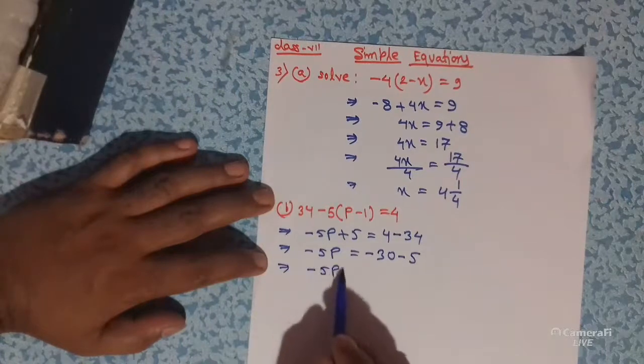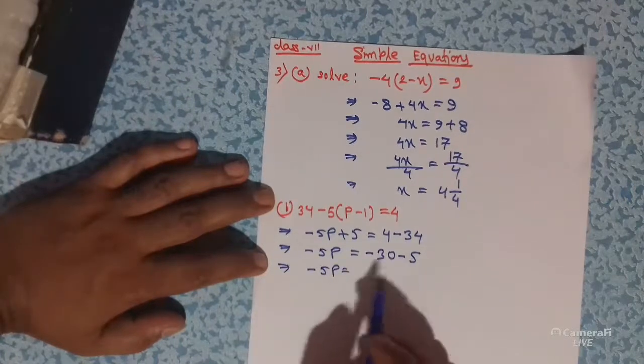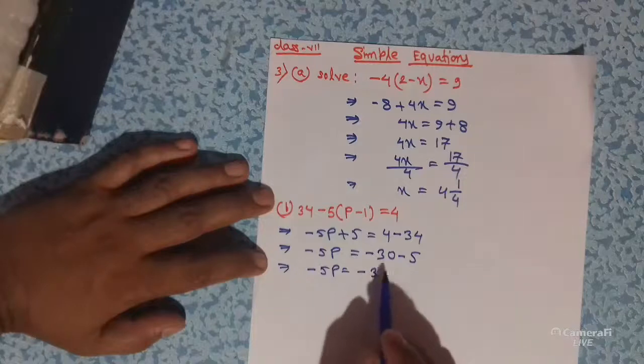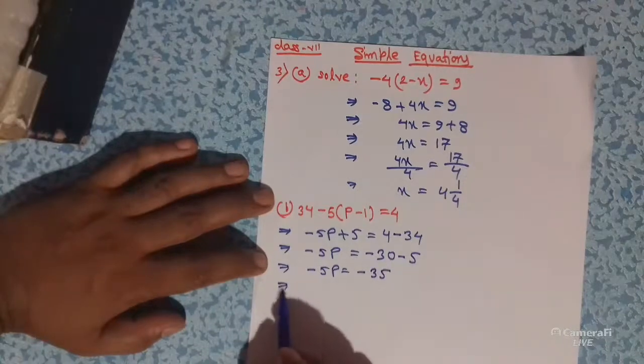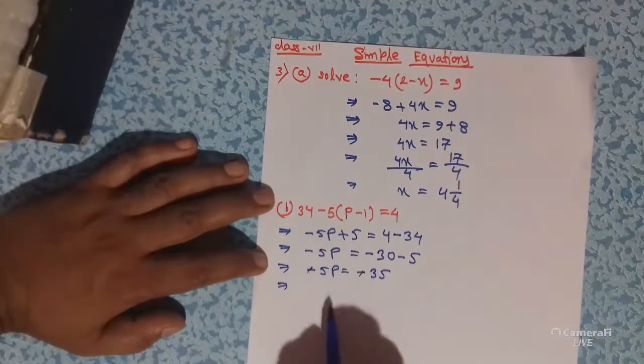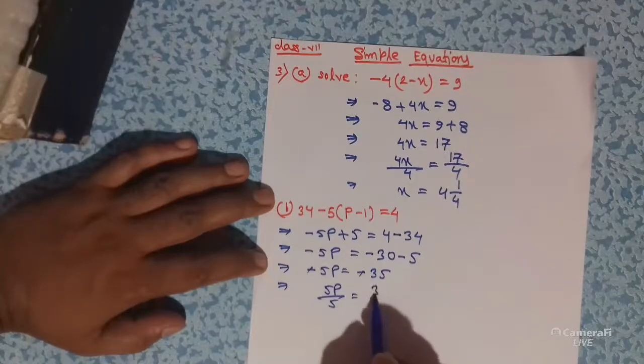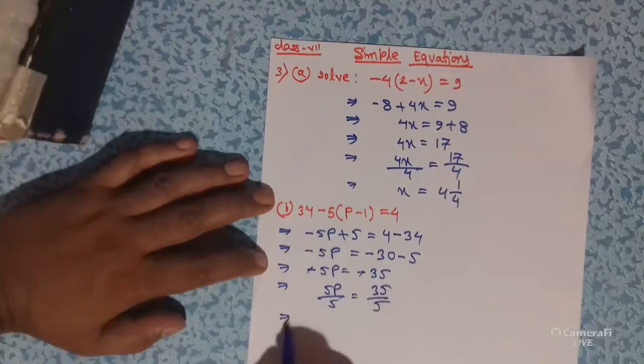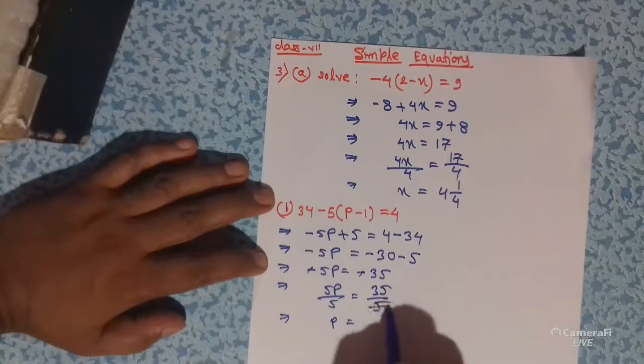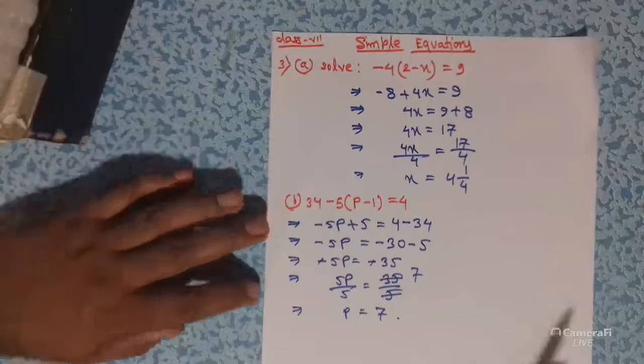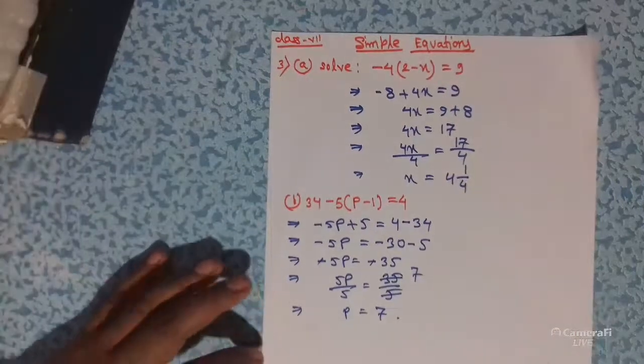Now minus 5p is equals to minus 30 minus 5. It should be minus 35. Now minus minus will cancel. Now divide both sides by 5. So p is equals to 7. So p is equals to 7 is the right answer, students.